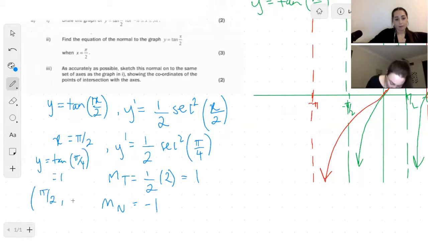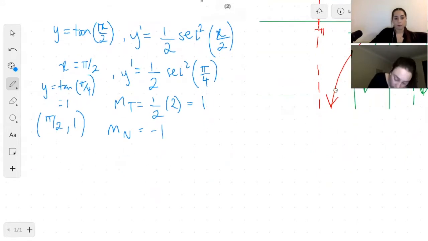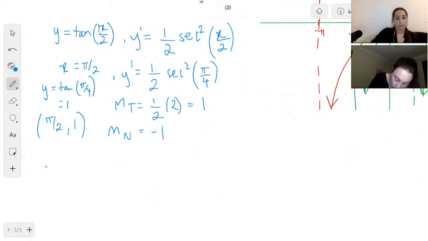So y is equal to 1. The point is pi on 2 and 1. Okay, so y minus y1 equals m(x minus x1). The amount of times I've written out that equation is ridiculous. So y minus 1 equals -1 times (x minus pi on 2).